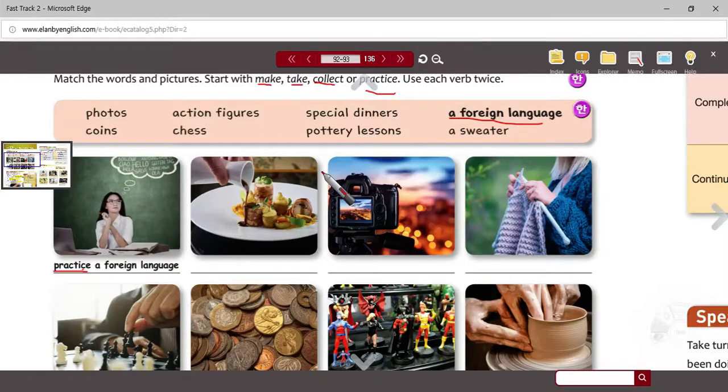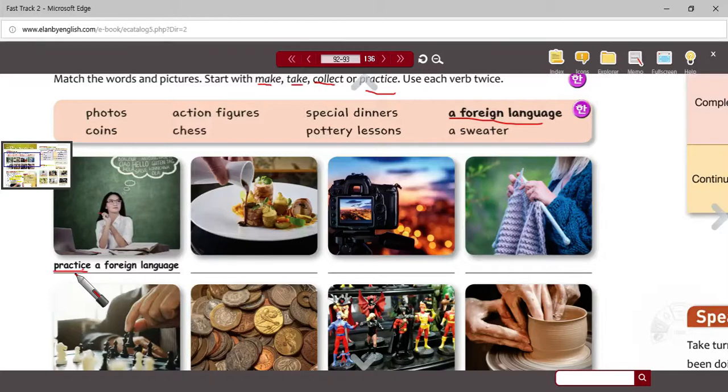Okay. So we know this picture is, we're talking about a foreign language, so we've correctly matched this. Now, do you make a foreign language? Do you take it? Do you receive it? Do you collect it? Okay. Do you take many different foreign languages? Or do you practice it? Okay. So the answer is practice. You practice a foreign language.